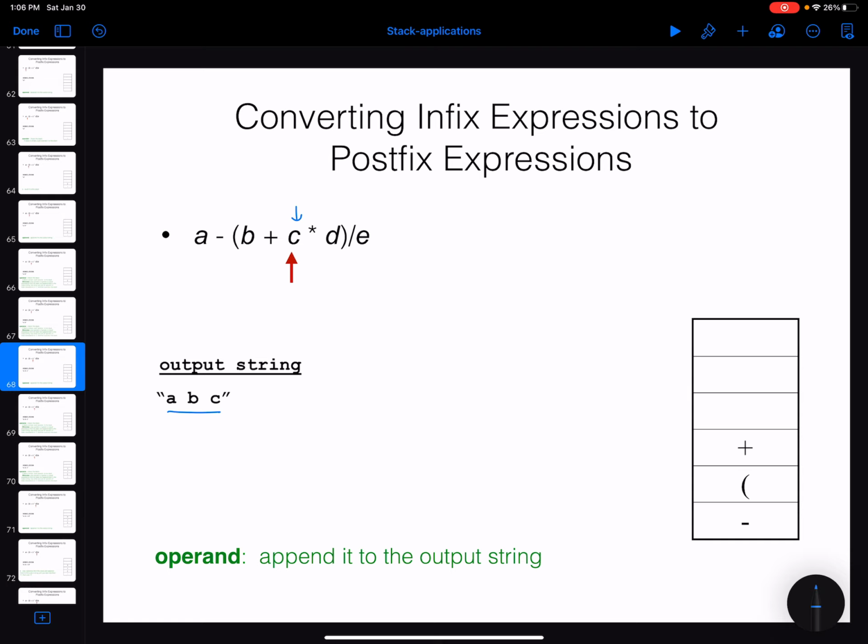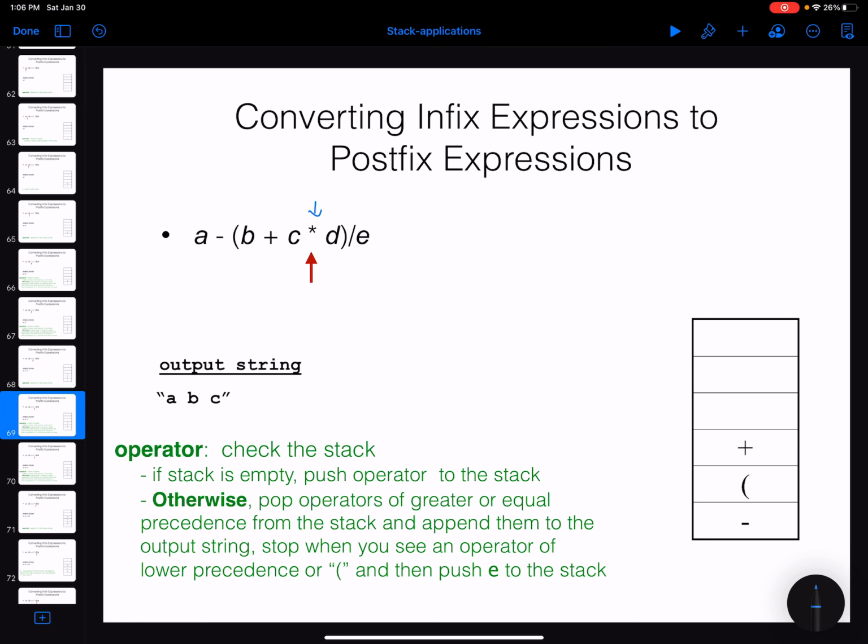The next token is going to be very interesting. The next token is going to be an operator, right? So what should I do with this operator? Should I just directly put it in the stack or not? This is the part that is interesting. So again, for multiplication, definitely you have to push it to the stack because you haven't seen its second operand. You have C, but you need to also see D, put it in the output, and then you can write down the multiplication. So for multiplication, the operator needs to be pushed to the stack. But for some of them, you might do some other actions as well.